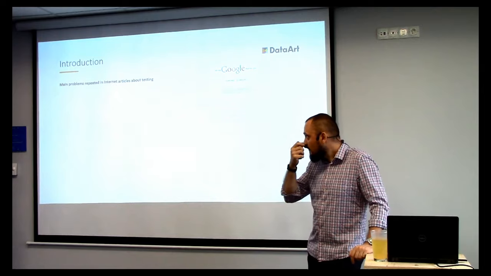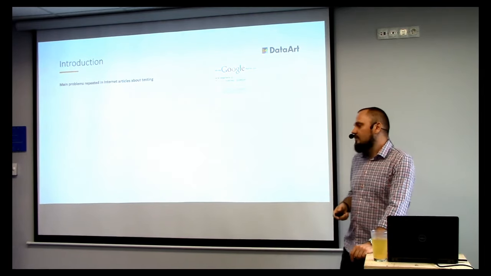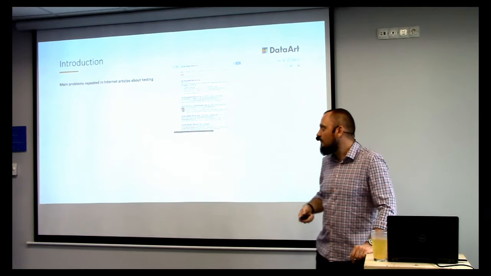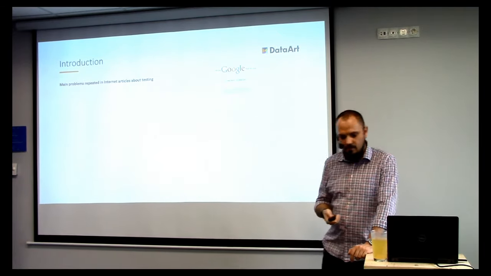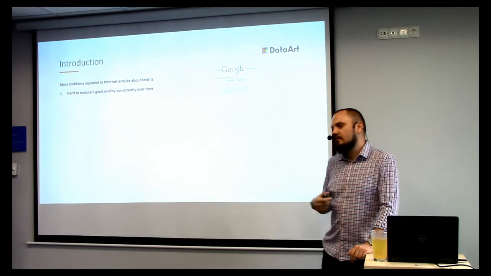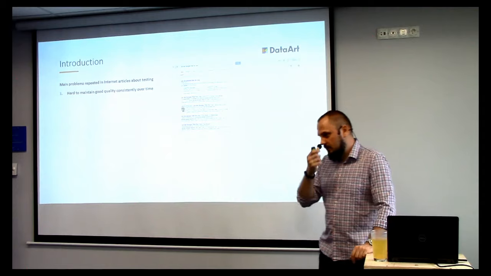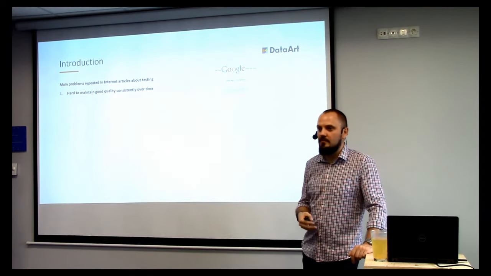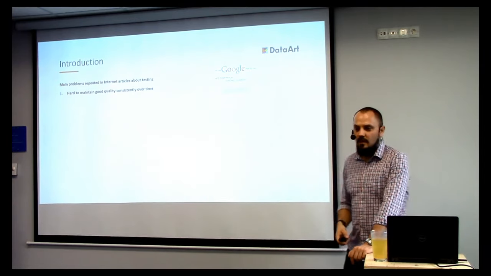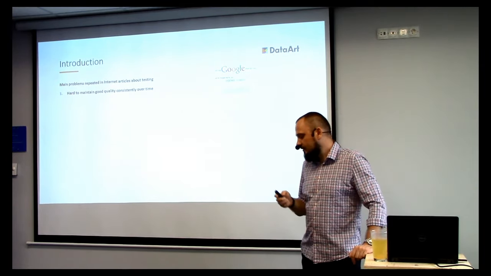Okay. I did a bit of research using the beautiful Google, and the main problems repeated in the internet articles were, first of all, it's hard to maintain good quality consistently over time. Every QA engineer knows that sometimes when you start with a project, you find more and more bugs, then it's harder to find them. It's always complicated.